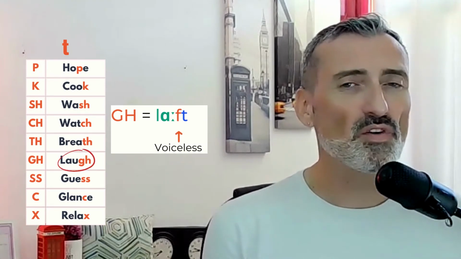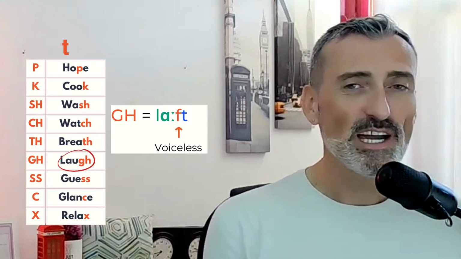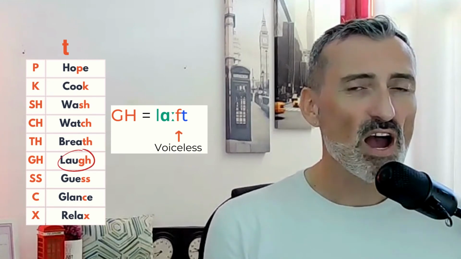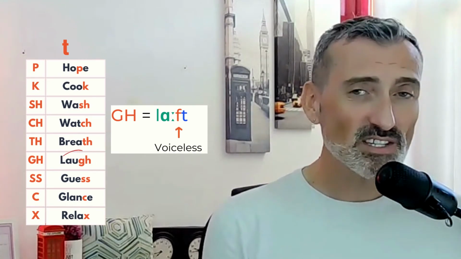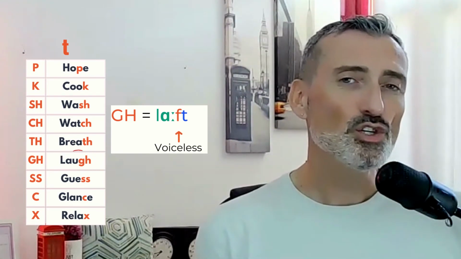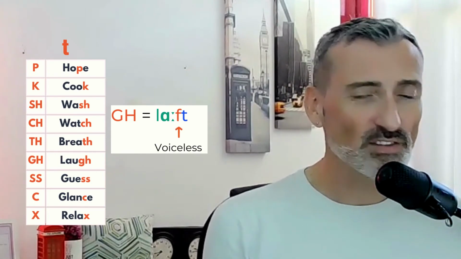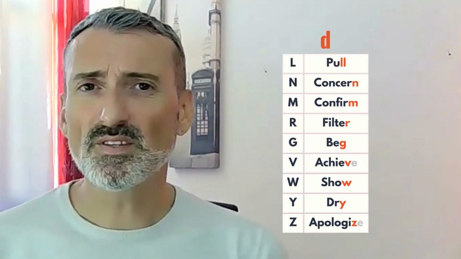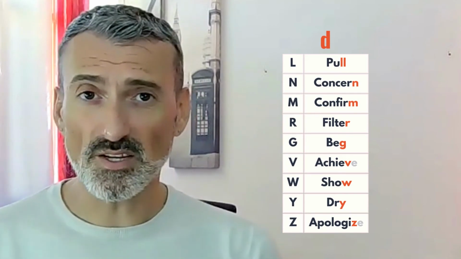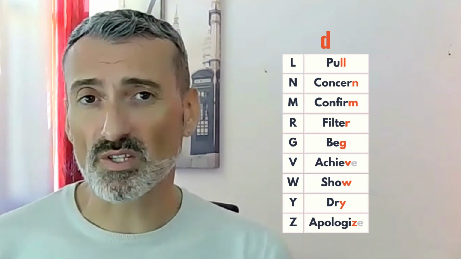What happened with the verb laugh? You have the combination of G and H. These two letters produce the sound F, which is a voiceless sound. So when we add the suffix ed, this should be pronounced as laughed, not laugh it. The suffix ed is pronounced as a D in all the verbs that we have in this list. The last sound that we can hear in these verbs is always a voiced sound.